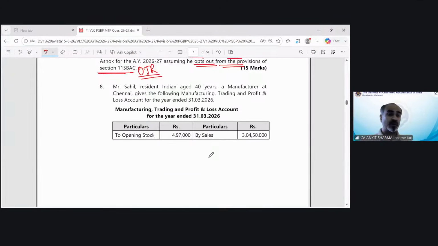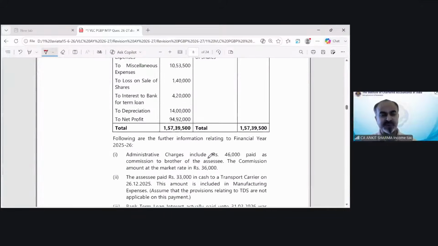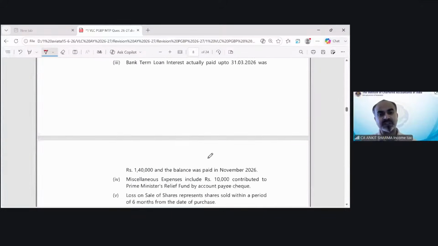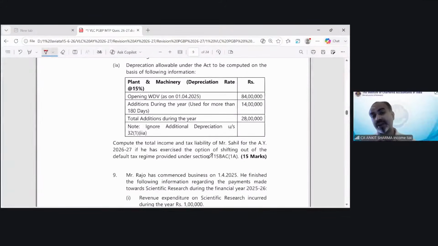Next is question number 8. Mr. Sahil, a resident Indian, age 40 years, a manufacturer at Chennai, gives the following information of trading in P&L, etc. We have given the manufacturing, trading and profit and loss account for the year. Then the profit has been given. Additional informations are there. And the last but not the least, we have to find out the requirement of question.